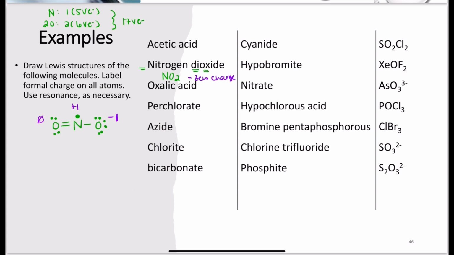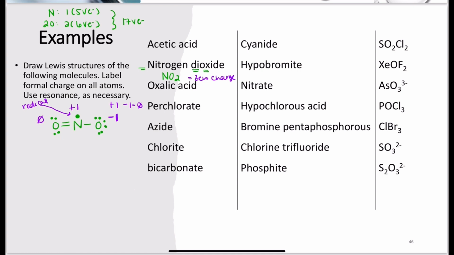And when I look at this one, it's kind of messy. Let me rewrite that. I have plus 1 minus 1 giving me an overall 0. So it is a valid Lewis structure. It is also, though, a radical because it has an unpaired electron here. So it can't follow the octet rule. It just can't. It doesn't have the right number of electrons.